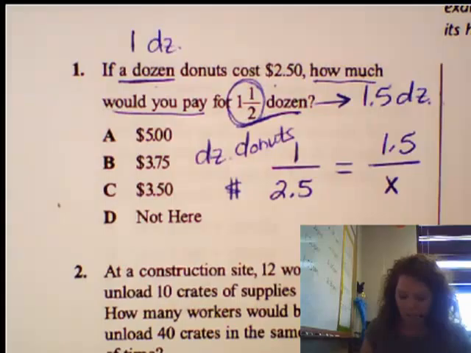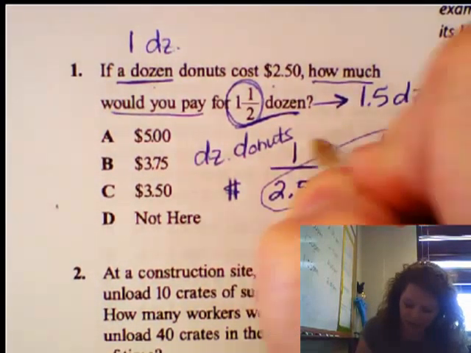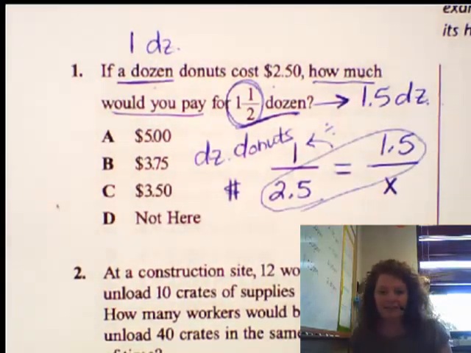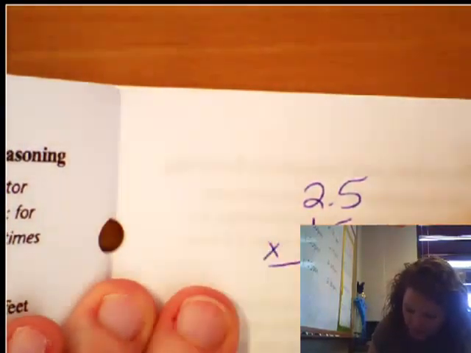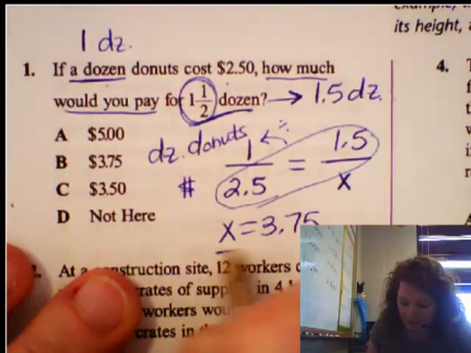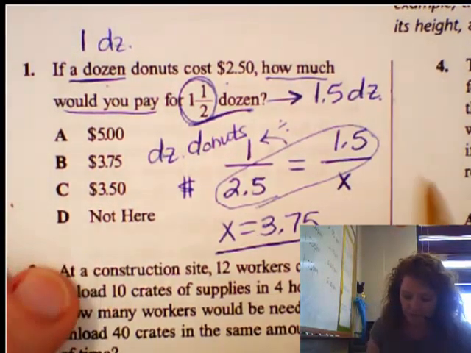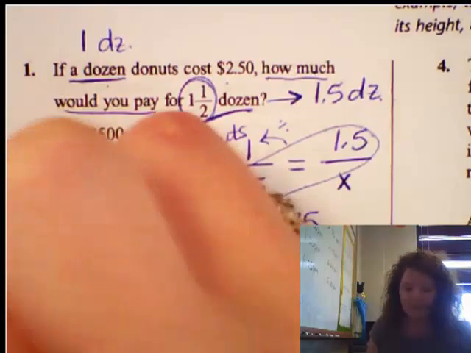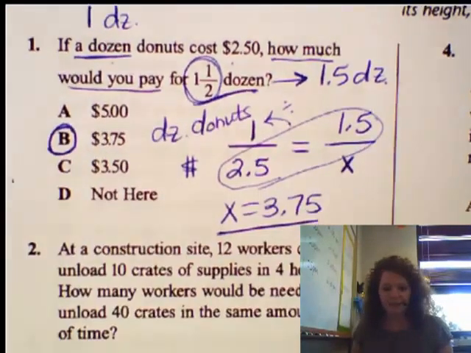All right, let's go ahead and work that out. We know we're going to multiply these two and then divide our answer by that last thing. So let's go ahead and do that. I'm going to move over to my scratch paper, and I'm going to multiply 2.5 by 1.5. You can go ahead and do the same. Okay, so I get an answer of X equals 3.75. And so we check, and sure enough, there it is. Choice B, 3.75 for 1.5 dozen. Excellent. Let's look at the next one.